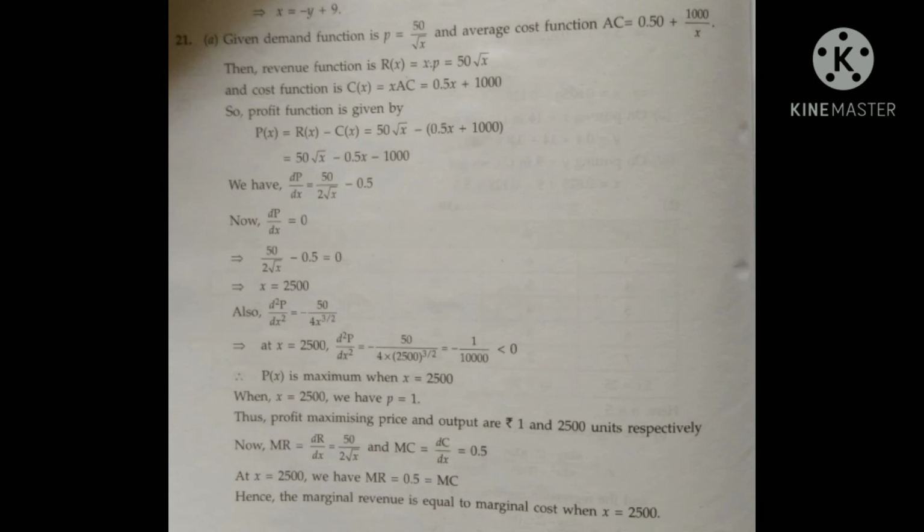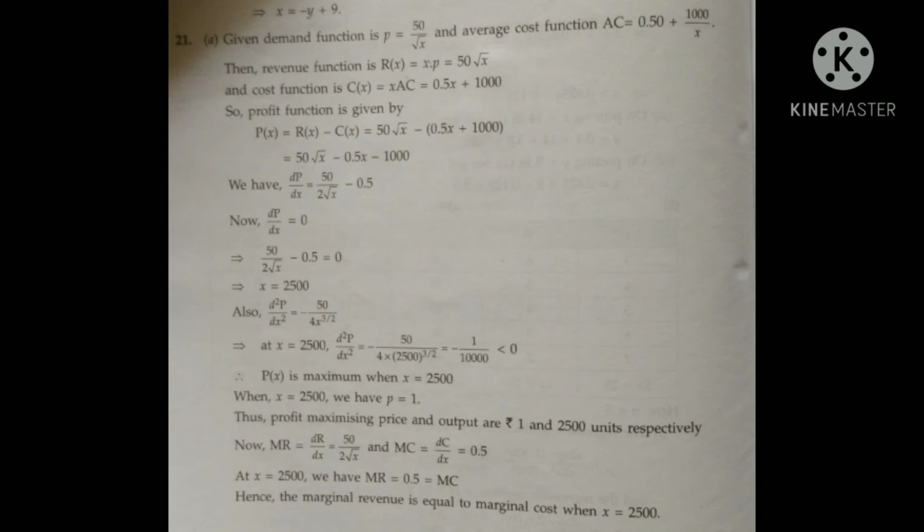As we know, for maximizing or minimizing the profit function, we have to calculate dP by dx. So we find dP by dx, which gives you 50 by 2 root x minus 0.5, and for maximum or minimum value, dP by dx is equal to 0, which gives you x. Then we find d2P by dx2 again; at the point x is equal to 2500, d2P by dx2 is less than 0. So profit is maximum when x is equal to 2500.